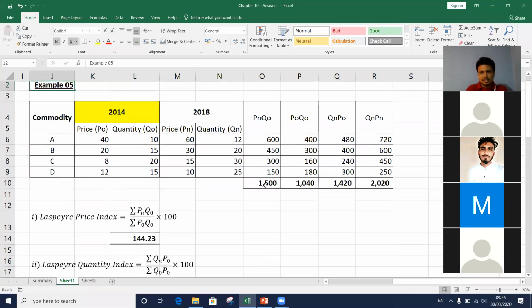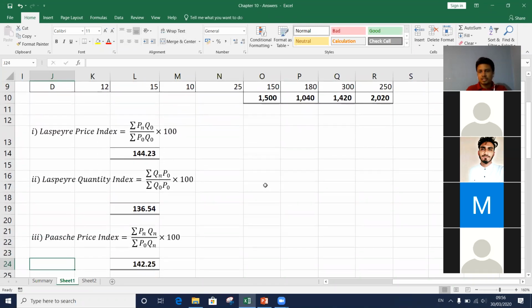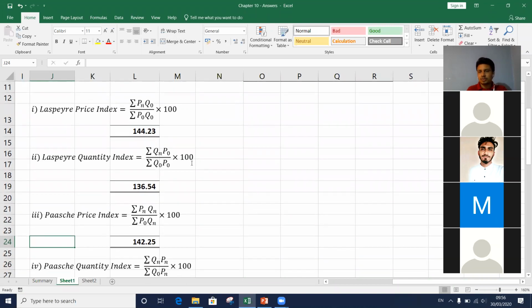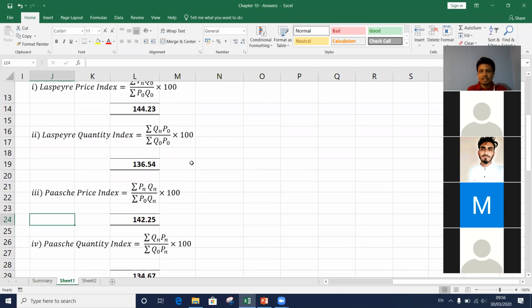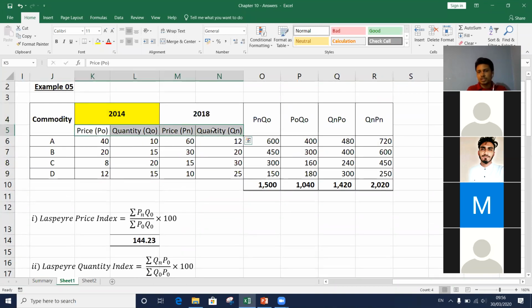Clear? This is an area where you can score easily in your exams. A question worth 8, 10, or 15 marks is asked from this chapter. If you go through past papers, most of the time it has been asked to calculate these things: Laspeyres price index, quantity index, Paasche price index, and quantity index. To calculate them, the first thing you need to do is rename these columns appropriately, determining base year and current year, prices and quantities, as P naught, Q naught, Pn, and Qn. That is critical. After that, using the formula you can find the answers.